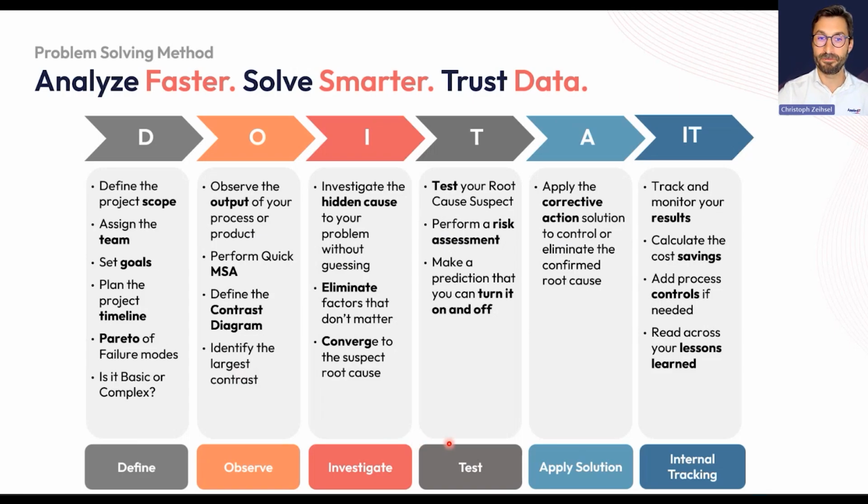Then, once you have converged to a suspect root cause, you test it. Only if you are able to switch a problem on and off can you be sure that you have actually identified a dominant root cause. And this is what you want to tackle. This is what we do in the apply phase. We apply the corrective action. And in the IT phase, we ensure that we perform all the necessary countermeasures to make sure this problem does not occur again and is caught before it becomes an actual problem.